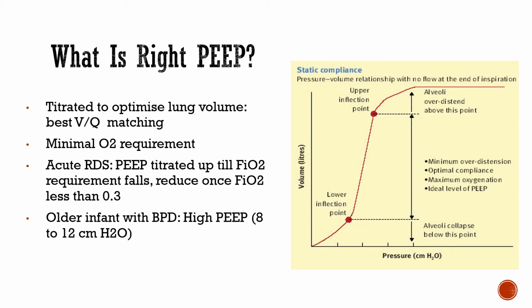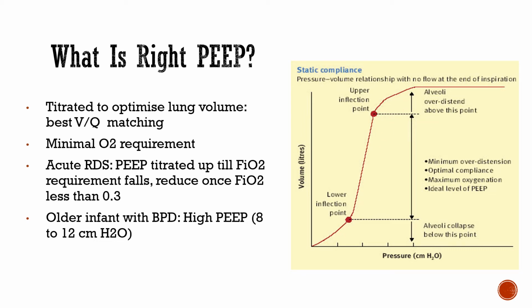What is the right PEEP? Positive end expiratory pressure must be titrated to achieve an optimal lung volume, hence leading to the best ventilation perfusion matching with minimal oxygen requirement. As we can see in this static compliance curve of the lung here, this zone of the ideal PEEP lies between the lower and upper inflection points.